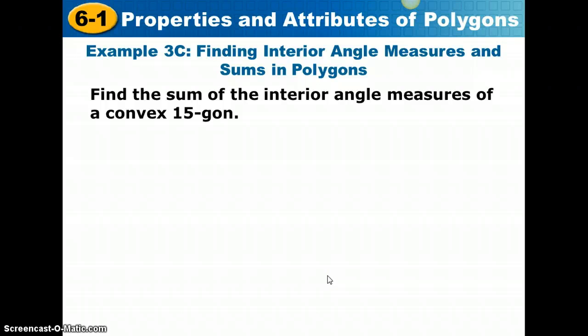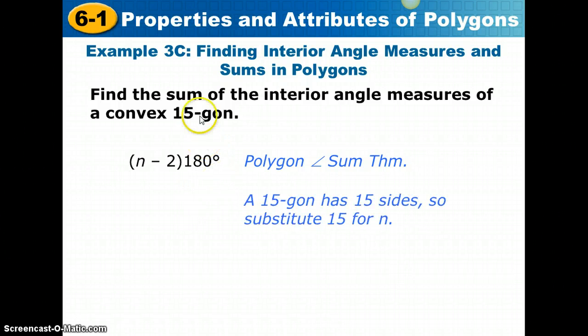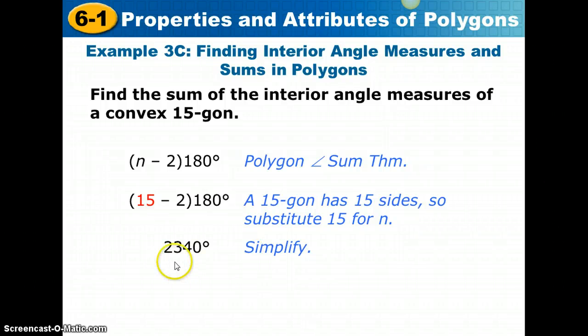In part C and D, I'm going to let you try and work these out, and then we'll check our answers together. Pause the video if you need more time. Alright, hopefully you've worked this out, and we should get something like this. Using this formula for a 15-sided polygon, 15 minus 2 times 180 is 2,340.